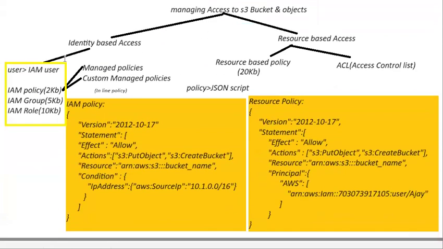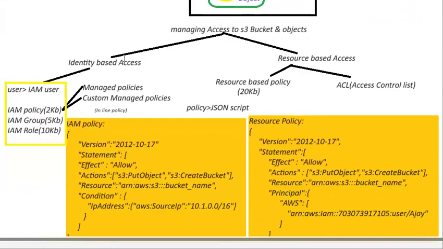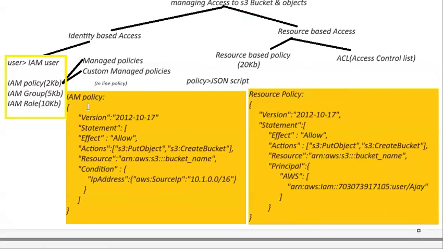Coming to policies, what are the different policies you have? Managed and custom. The custom policy is written by whom? You. We call this policy an inline policy. And the policies that are provided by AWS by default, we call managed policies. This is how a custom policy will look.